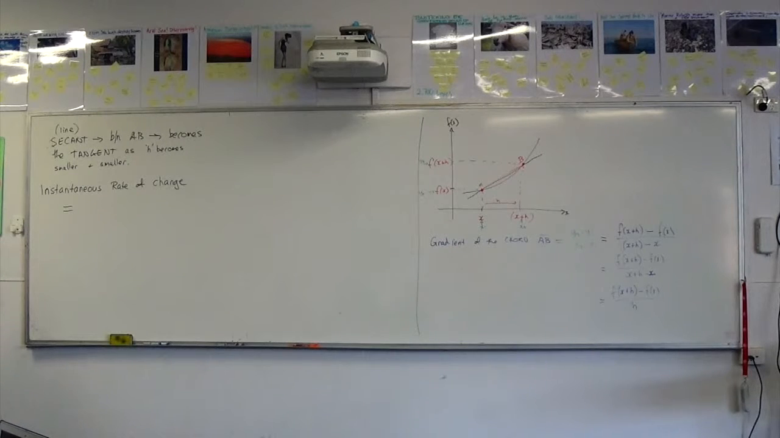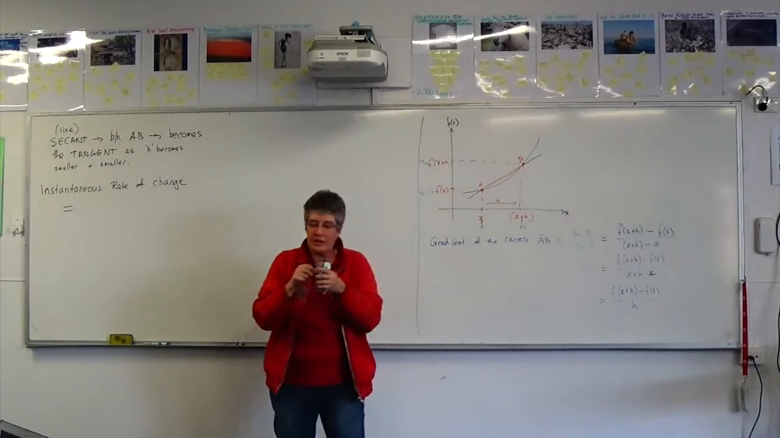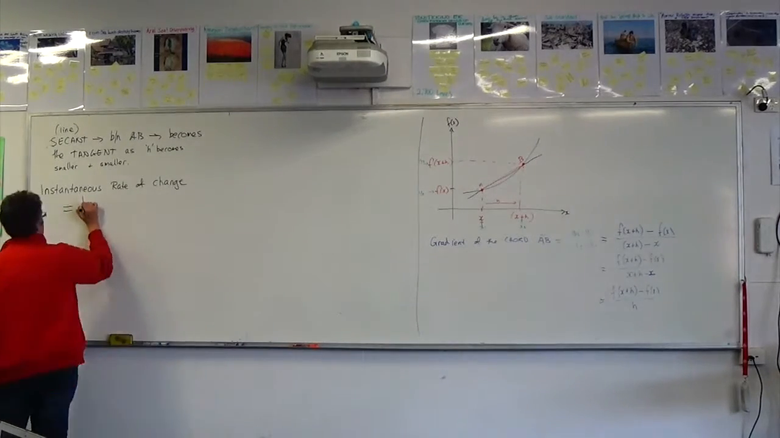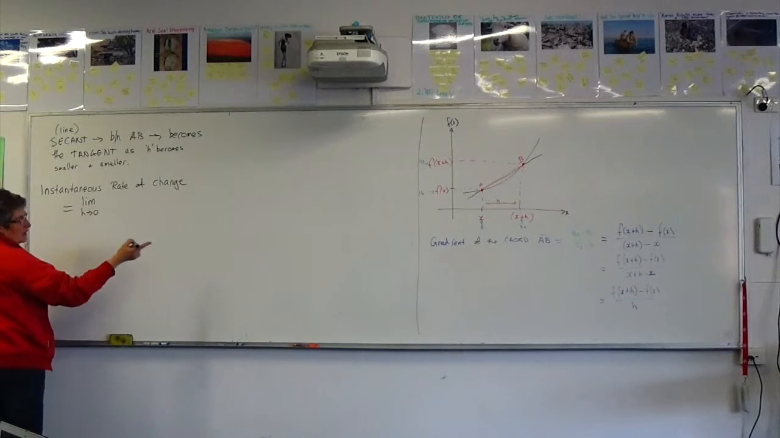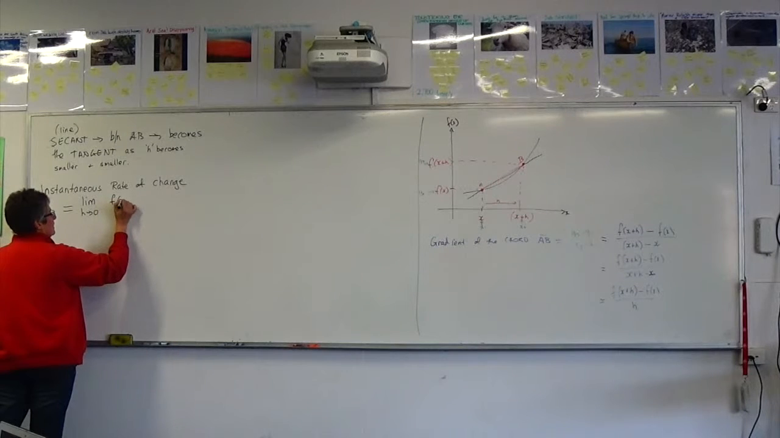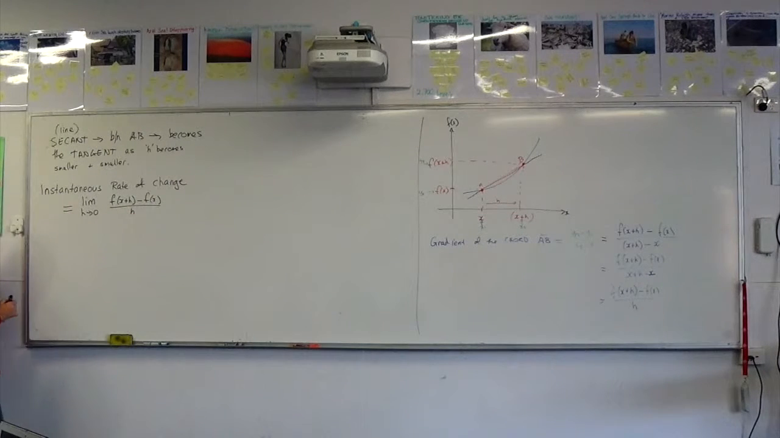Now we have a mathematical way of saying that h is going to get smaller and smaller and smaller. We say the limit as h approaches 0 of that, and that's the instantaneous rate of change. We actually call that f dash of x, which is called the derivative.